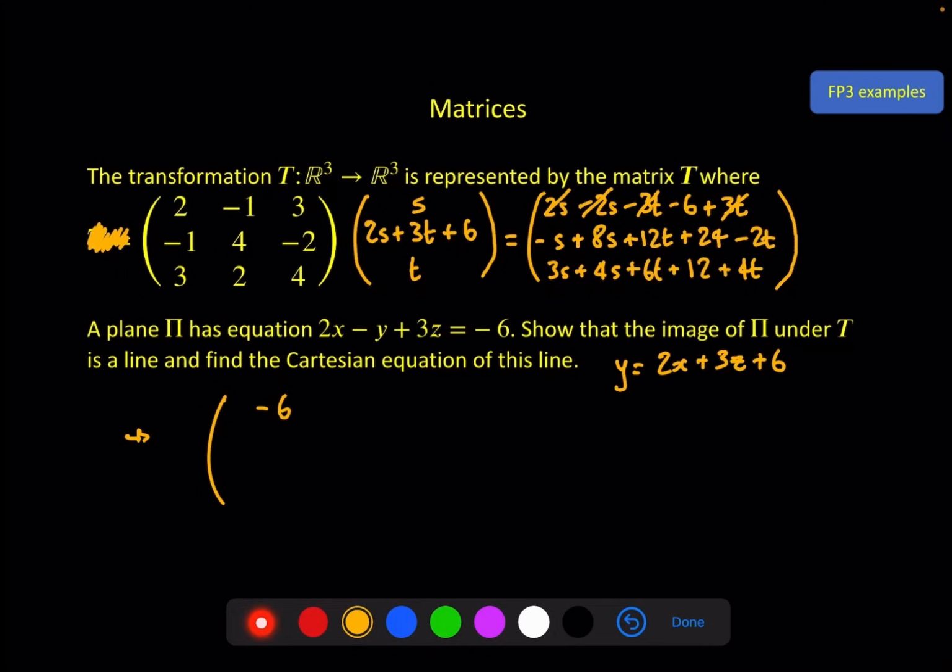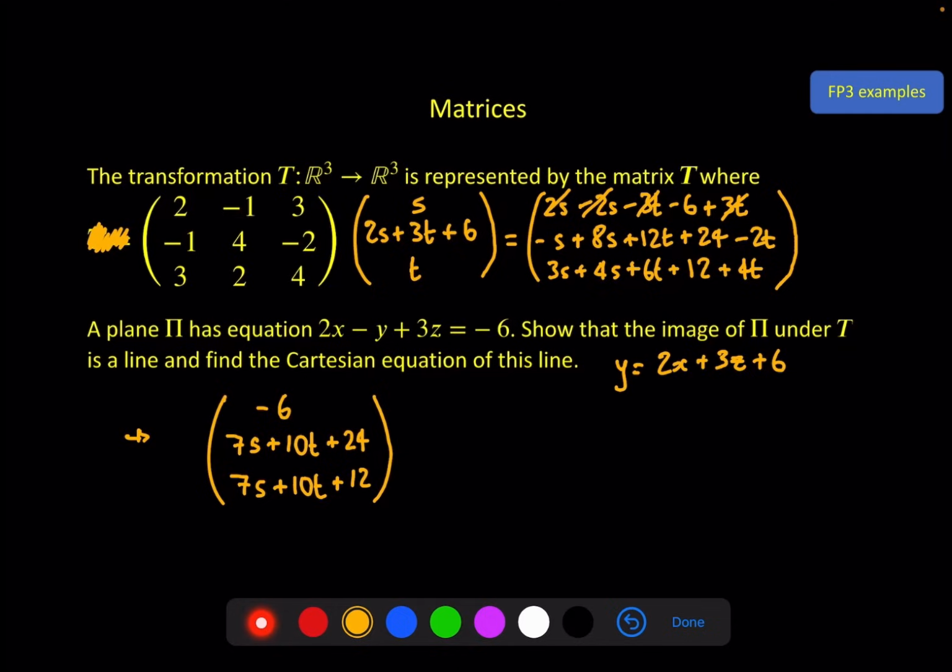For the second element, we have 7s plus 10t plus 24, and for the last one, 7s again plus 10t again plus 12. So this is the transformed general point.